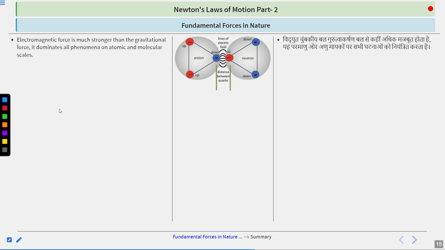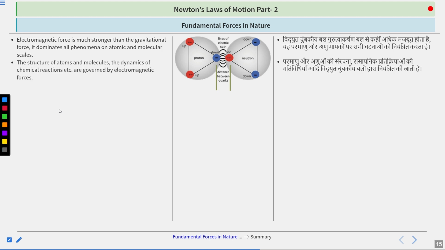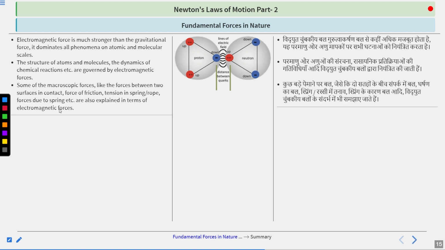Electromagnetic force is much stronger than the gravitational force. It dominates all phenomena on the atomic and nuclear scale. The structure of atoms and molecules, the dynamics of chemical reactions, etc., are governed by electromagnetic forces. Some macroscopic forces, like the forces between two surfaces in contact, force of friction, tension in a spring or rope, and force due to a spring, are also explained in terms of electromagnetic forces.